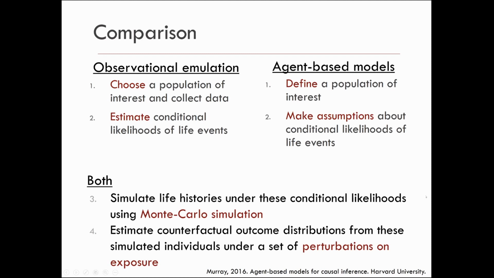But once we have that, we can actually do something very similar to get an answer to our target trial using both observational data and simulation modeling. And so the easiest way to make those two the most similar is just, in both cases, we take these conditional likelihoods that we have and we simulate using something like a Monte Carlo simulation to get a virtual cohort of individuals who live life according to our assumptions or our estimates about the conditional likelihoods of life events. From those, we can then start making perturbations to those simulated cohorts. And under various perturbations, we can see what are the different counterfactual outcome distributions that arise when we change exposure in some way that we're predictably understanding how to change.